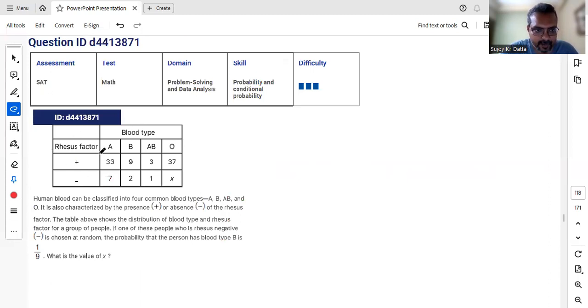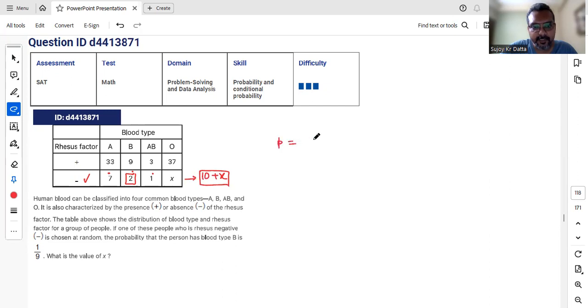So some blood type, rhesus factors AB, O, and plus minus is given. As the table shows the distribution of this. If one of these people who is R negative, so that means here. So that's this line that we are looking at. One of the people who is R negative is chosen at random. The probability that the person has blood type B is 2. So the total here is 7 plus 2 is 9 plus 1, 10, 10 plus x. So out of 10 plus x, 2.